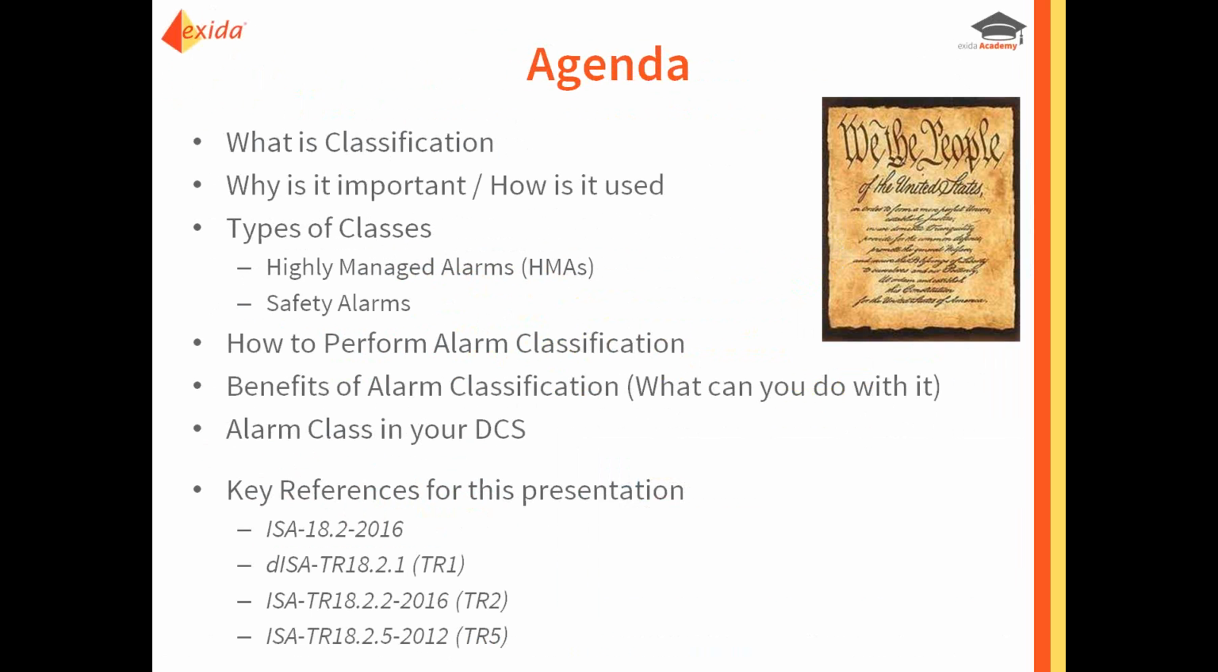In terms of the key technical references for this presentation, we will be looking at the requirements from the ISA 18.2 standard quite often, the 2016 version. In general, what we'll talk about is also similar to the IEC 62682 standard. In terms of additional information, we'll pull from some of the ISA technical reports. Technical report number 1, which is on alarm philosophy. Technical report 2, which is on identification and rationalization. And technical report number 5, which is on auditing and monitoring and assessment.